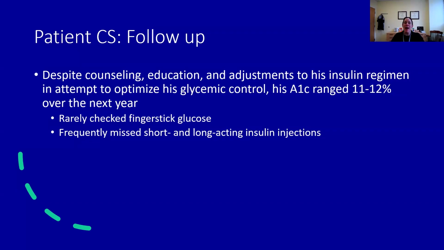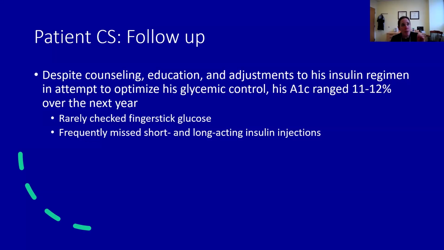This was when I was younger and earlier in my career, and I was just sure that we were going to get this better. And we did counseling, education. I made frequent adjustments to his regimen. We met frequently. And despite these best efforts, we just could not get his A1C below 11 over that next year. Really, this was because he just wasn't checking his fingerstick glucose levels, and he was missing long and short acting insulin injections.